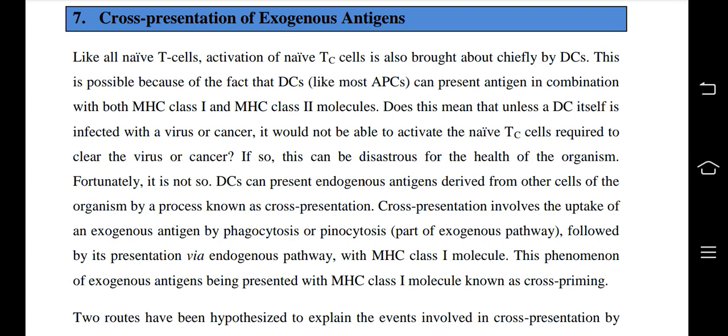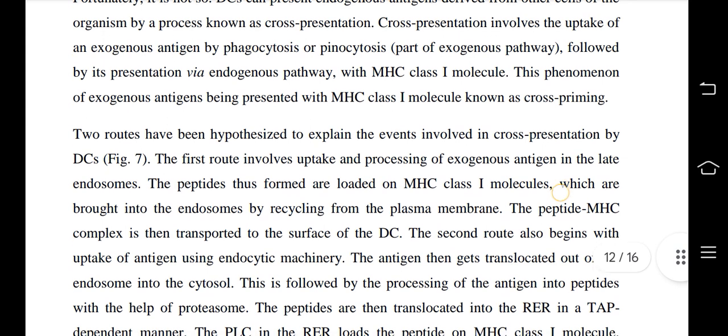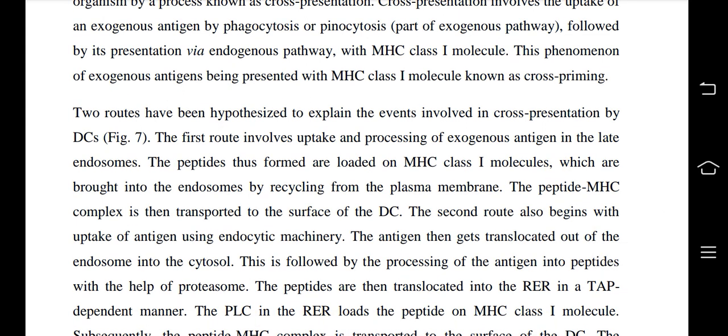Cross-presentation involves the uptake of an exogenous antigen by phagocytosis or pinocytosis, part of the exogenous pathway, followed by its presentation via the endogenous pathway. With MHC class I molecule, this phenomenon of exogenous antigens being presented with MHC class I molecule is known as cross-priming. Two routes have been hypothesized to explain the events involved in cross-presentation by DC.